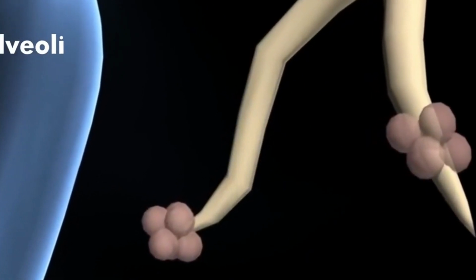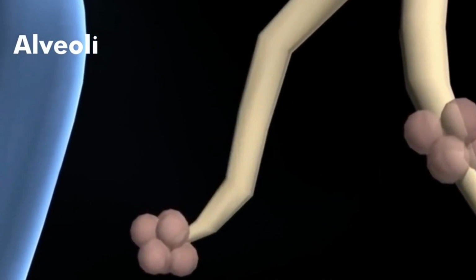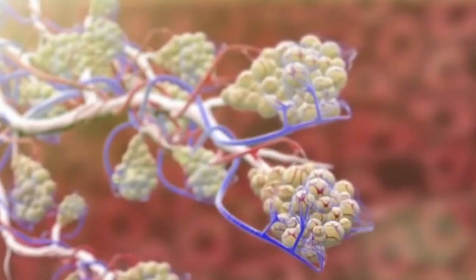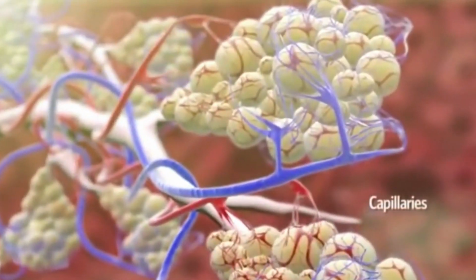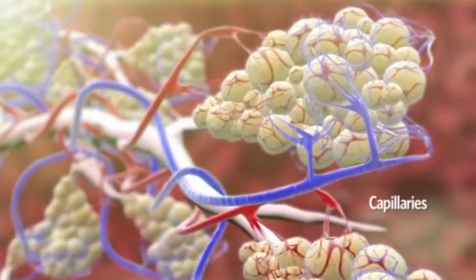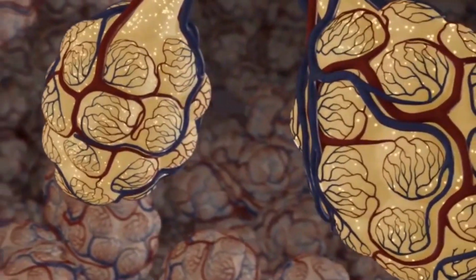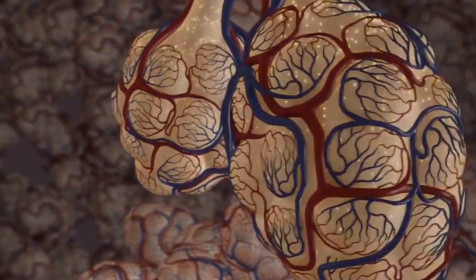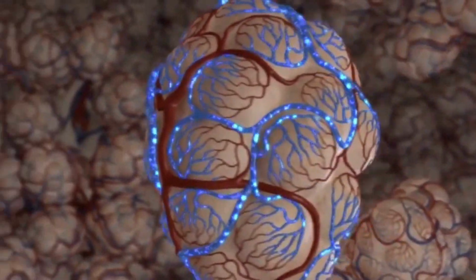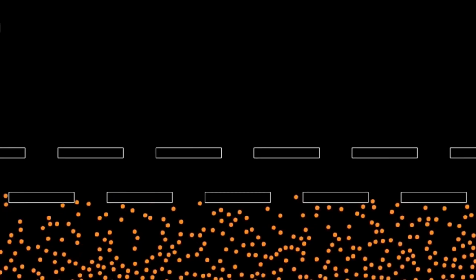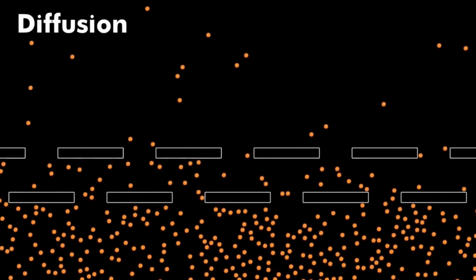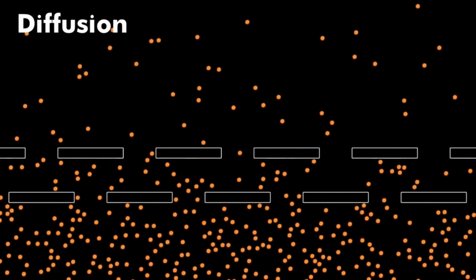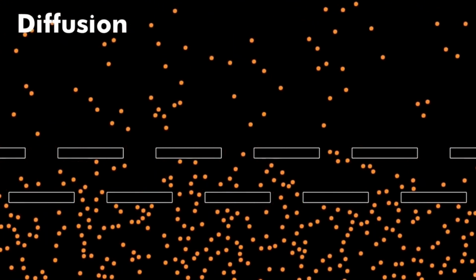At the end of the smallest bronchioles are tiny air sacs called alveoli. Alveoli are lined by a very thin layer of cells. They also have an excellent blood supply. The tiny alveoli are the place where oxygen enters the blood and where carbon dioxide leaves the blood. The exchange of oxygen and carbon dioxide in the capillaries of the lungs takes place by the process of diffusion.